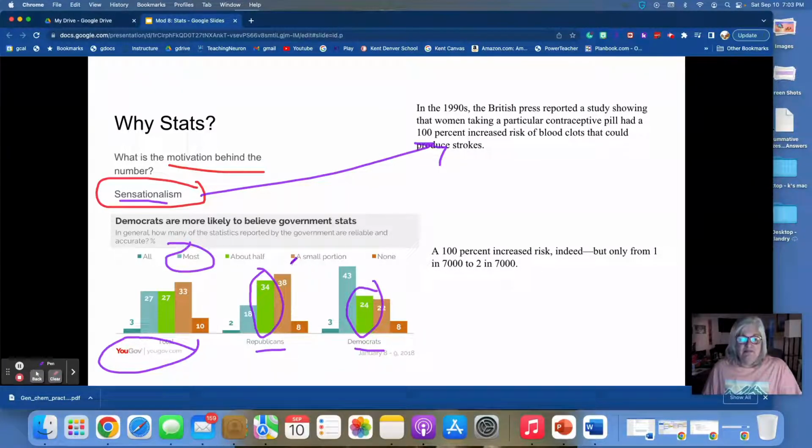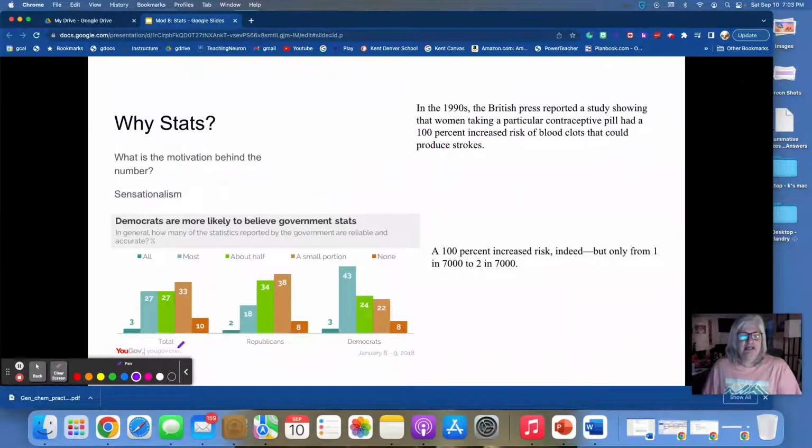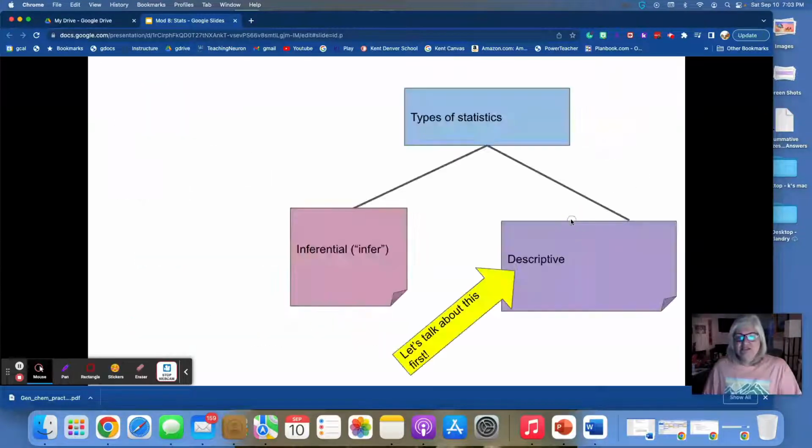It's pretty high for Democrats. So I just thought that was kind of interesting. And the fact that it came from the government. So they're kind of asking about their own statistics, which I don't know, there seems to be a little bit of bias there. So, okay, let's move on.